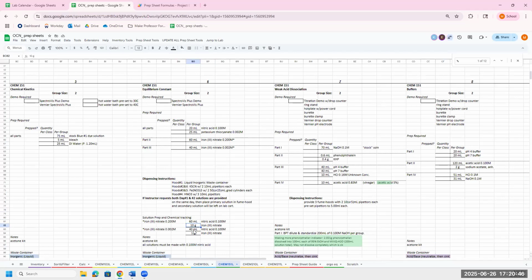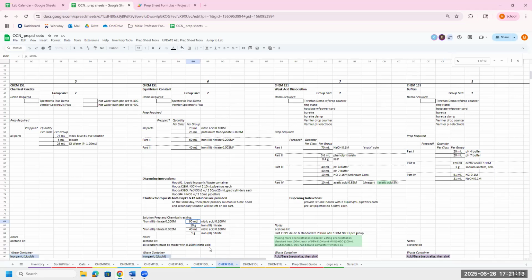And 10 grams of iron 3 nitrate. This is actually, I don't know if it's correct. This is just a random assumption. This probably isn't correct, but I do know that it is 60 milliliters of nitric acid that is going to be going into this solution for each student. Remember, it's going to be for each group in this value here, and that's how it's going to be properly tracked.